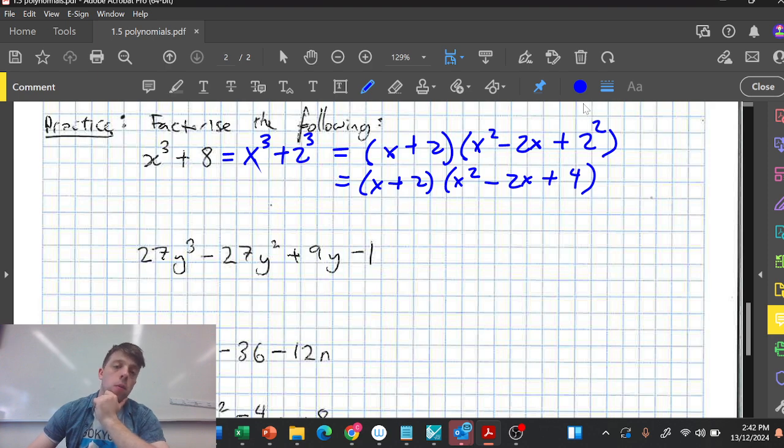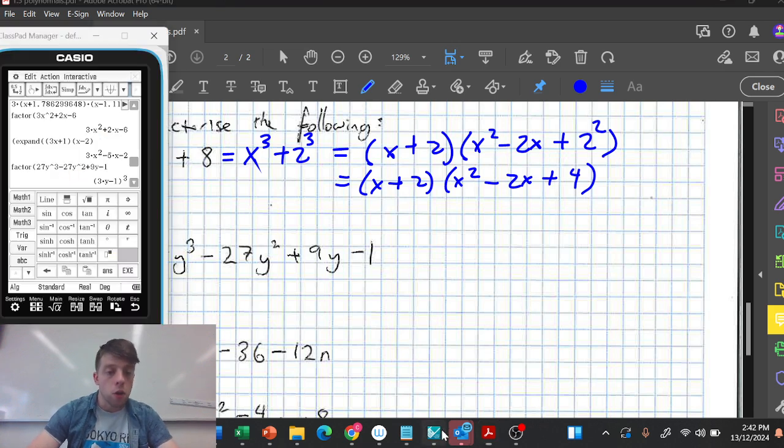What about the fact, do two numbers add to give -2 and multiply to give 4? The factors of 4 could be 1 and 4, or 2 and 2, and if we considered negative and positive versions of those, I don't think any of them are going to work here. So it's possible this might have irrational solutions. But anyway, this is how we start factorizing one of these.